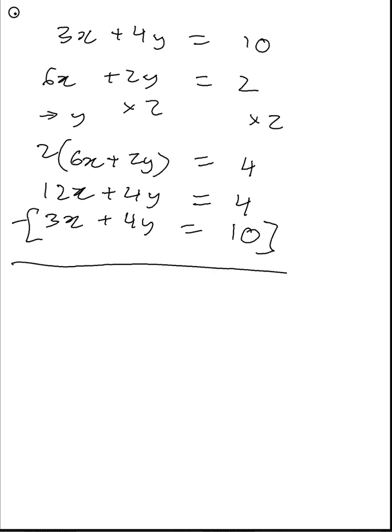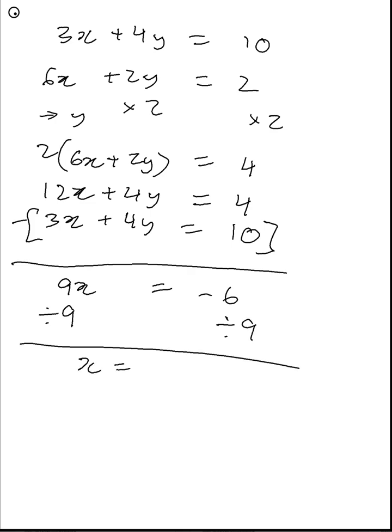Don't mix up the signs, always. So 12x minus 3x, that's 9x. And then 4y minus 4y is 0, so that's the point, we eliminated it. And 4 minus 10 is minus 6. Then you can divide by 9 on both sides to get x is equal to minus 6 over 9, which, from our fractions video, you learned can simplify down to minus 2 over 3.